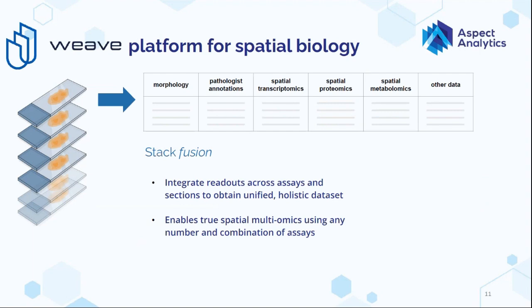Within our software platform, we have a process called Stack Fusion that turns this set of measurements into one integrated data frame. Think of an AnnData object or a pandas object, where for every observation, we now have the readouts from the various assays consolidated as different features. And this enables what we call true spatial multi-omics in the sense that you're not limited to being able to analyze whatever a single assay can measure at the same time together, like transcriptomics and a couple of proteins, but you can mix and match any combination of assays to target whatever you might want.